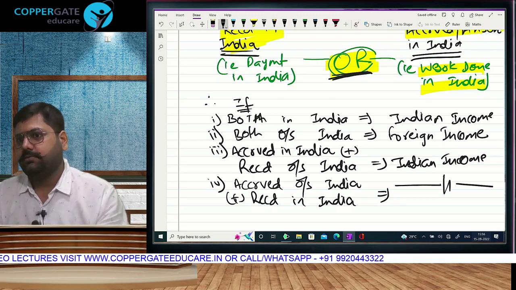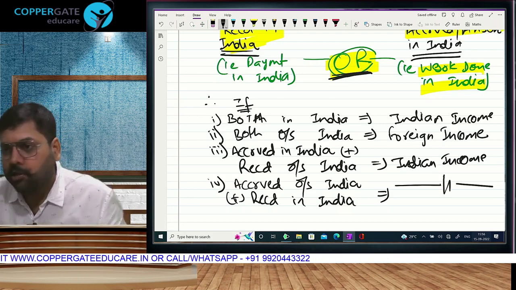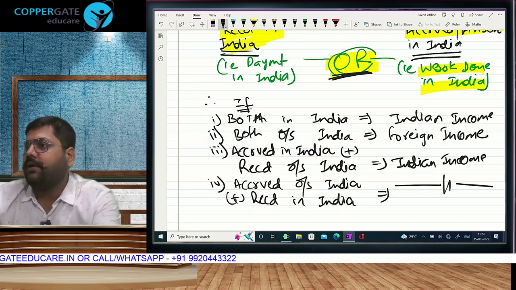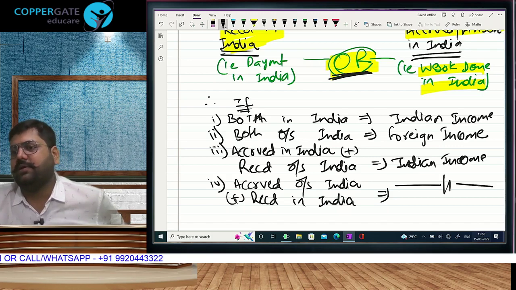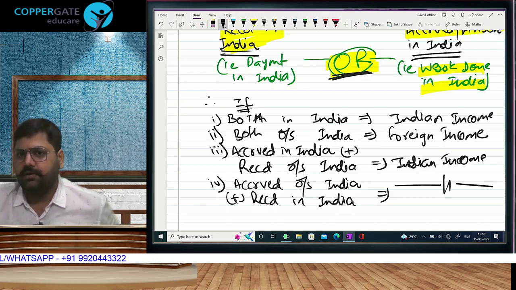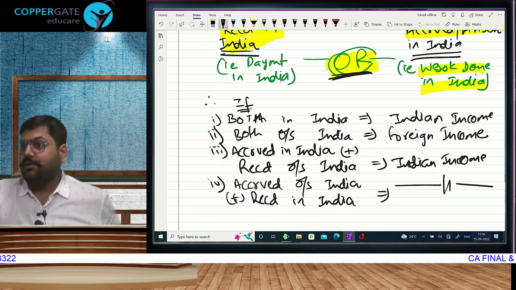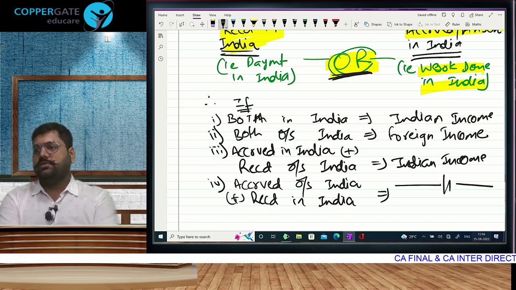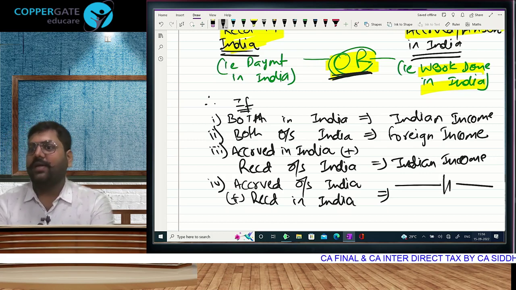Accrual and receipt. And when will income be Indian income? When both happen in India? When any one of the two activities happen in India, then the income will be treated as Indian income. Is that understood? In other words, now we have reached a stage of this chapter where we can answer some questions. At the beginning of the chapter, we had these questions, but now we can answer.